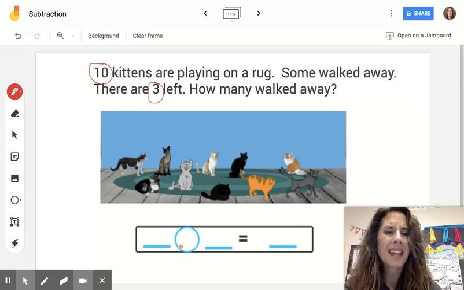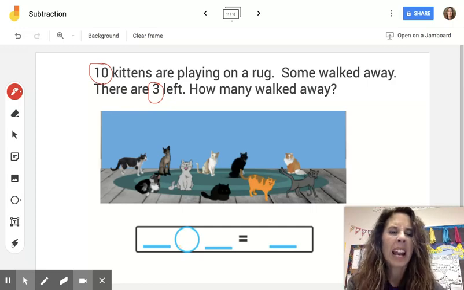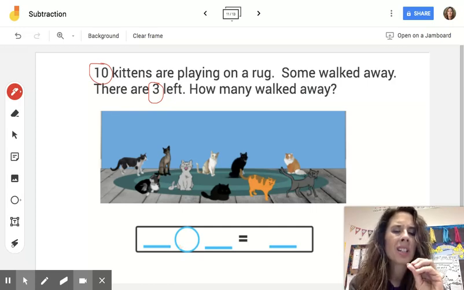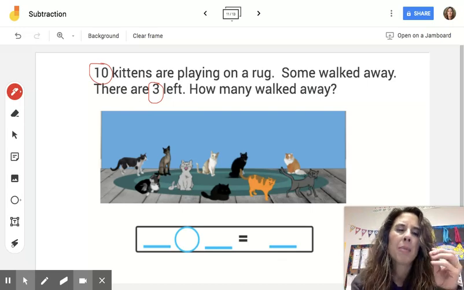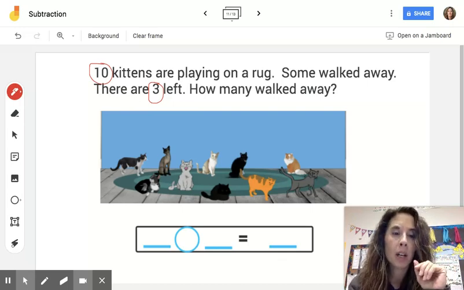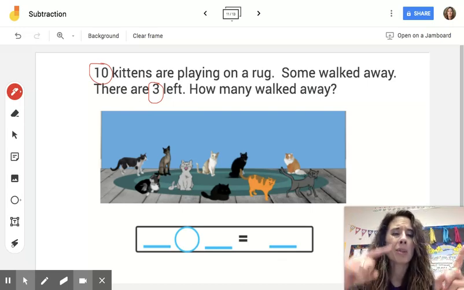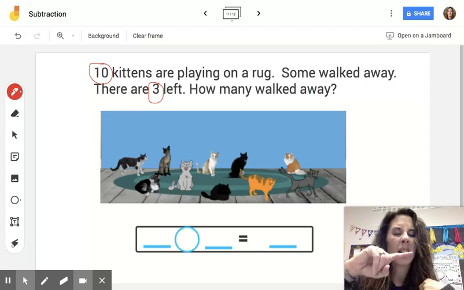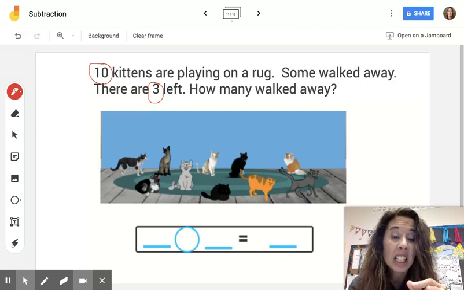So we have 10 kittens, and we know that 3 are left. Then I like to go back through and I look for words. They call them keywords, but to me they're clues that tell me, am I going to put these numbers I found together, or am I going to take them apart? So let's see if there's any clue words in here, any little hints that tell us what we're going to do. Ten kittens are playing on the rug. That doesn't really give us any hints, does it? We already know there were 10 of them there.